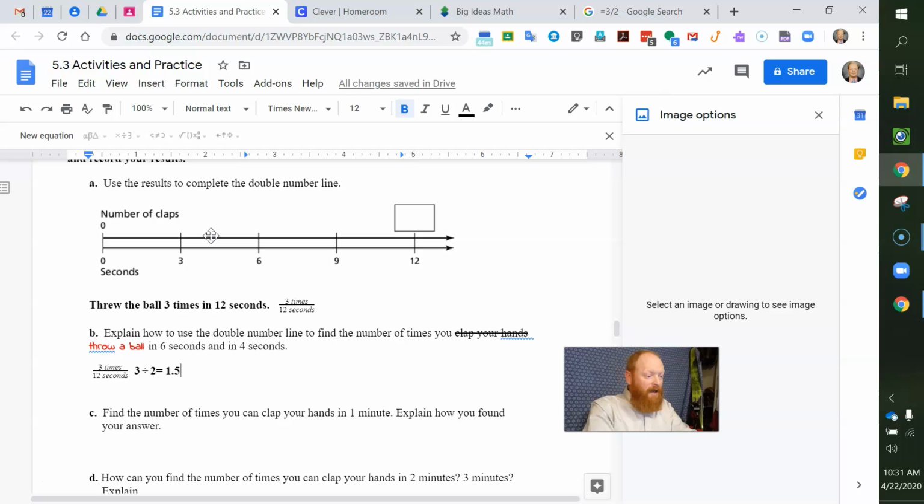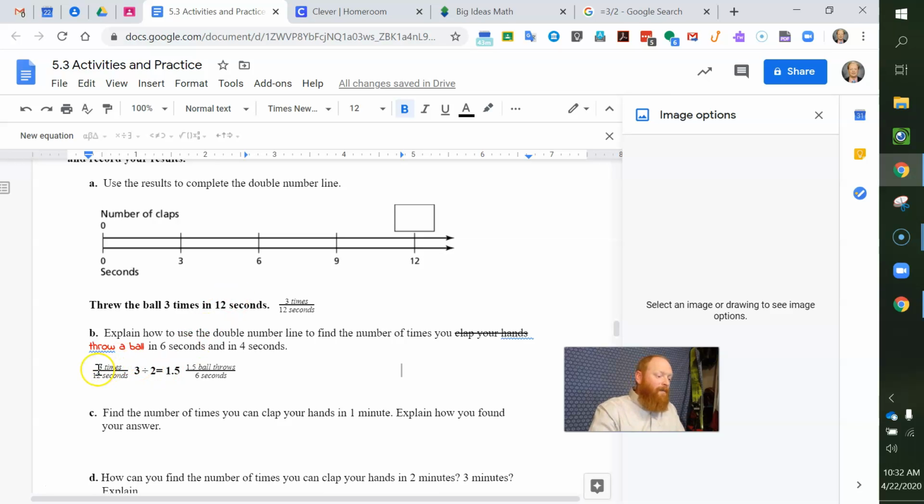So 1.5 times in 6 seconds. So that would be a new equation, a fraction. I would throw the ball 1.5 times in 6 seconds. But then it says 4 seconds. Okay, and 4 is even in between here.